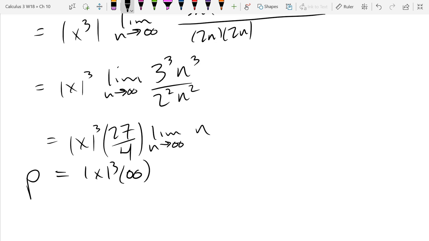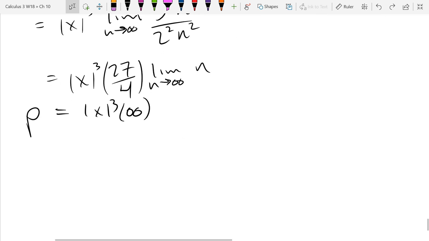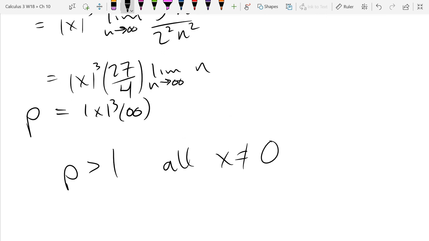So rho is the absolute value of x cubed times infinity. When is this going to be greater than 1? Almost always. There's one chance. What's the one x value that you really have to look at up here before you take your limit? What's the one x value that would not give us infinity? Zero. So if x is 0, before you take your limit, you're going to have 0 times that thing. So you'll get 0. So rho is greater than 1. It's actually infinity, but specifically rho is greater than 1 for all x not equal to 0.